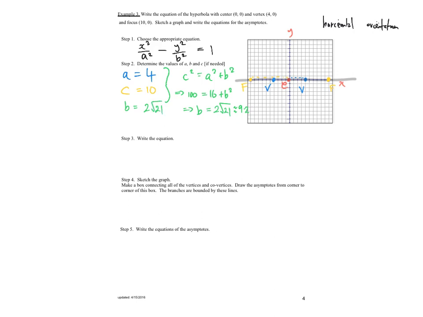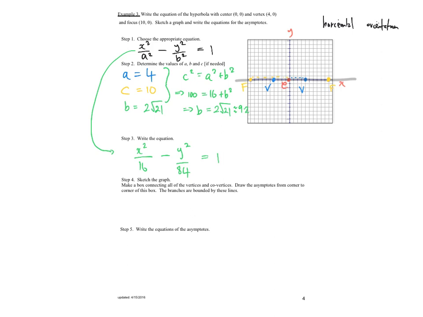We're asked to write our equation. So we'll start with our correctly chosen form. I'll substitute in a squared, which is 16. I'll substitute in b squared, which is 84, and set that equal to 1. So that is our equation.